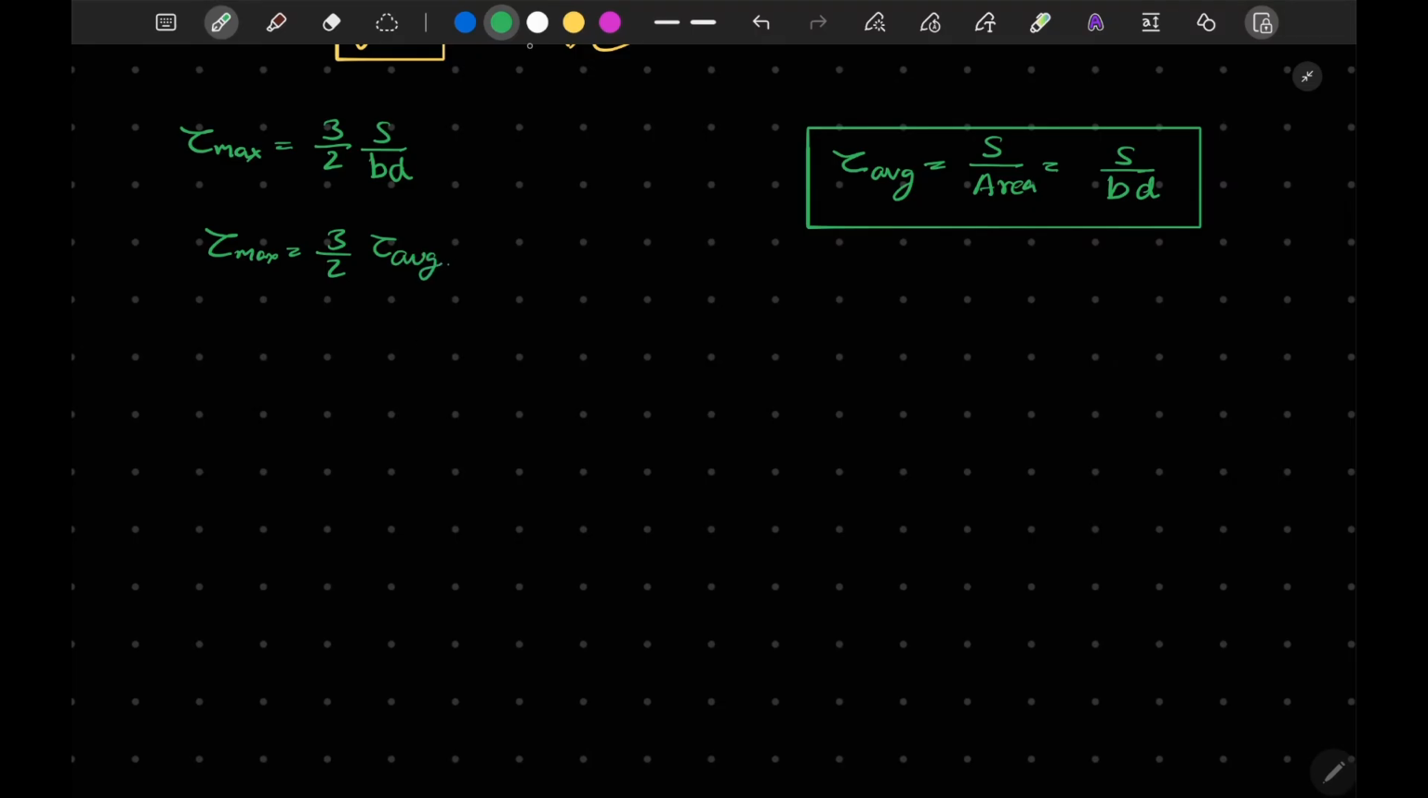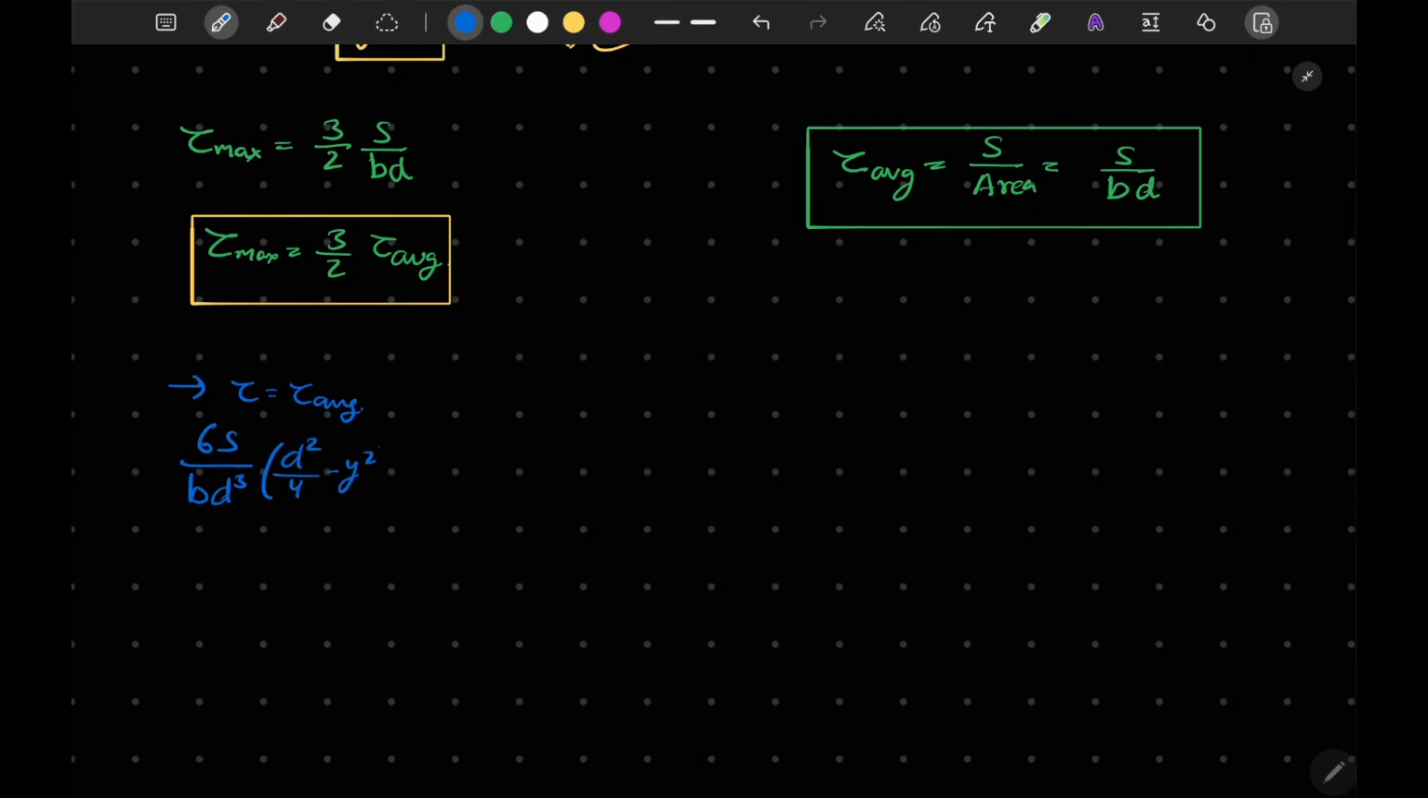Now of course we can also calculate the location at which our tau is equal to tau average. So tau is equal to tau average, if we substitute it here, we will get 6S upon BD cube into (D²/4 minus y²) is equal to S upon BD. This is our tau average.